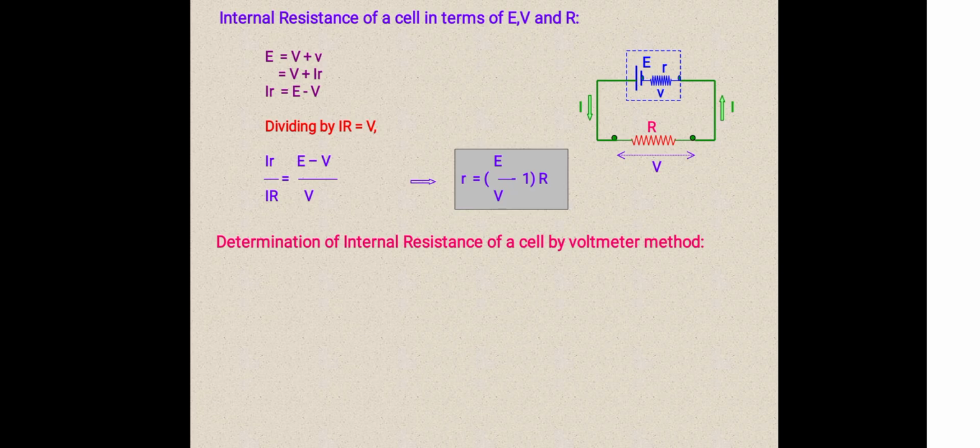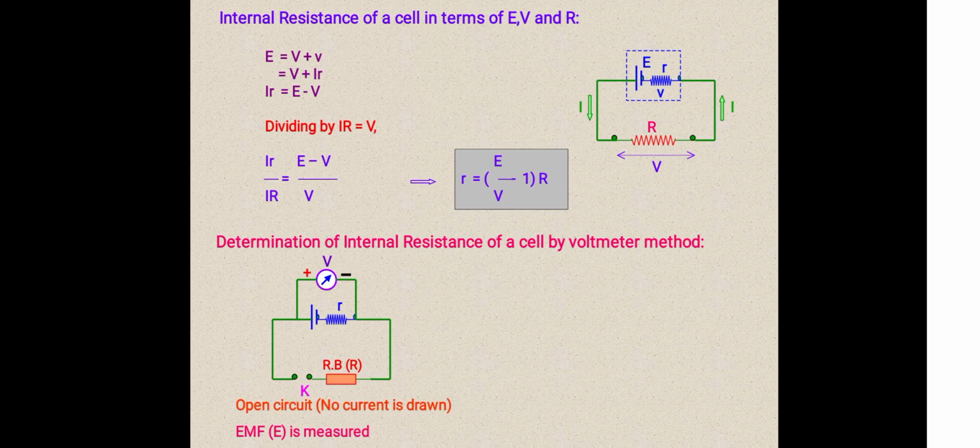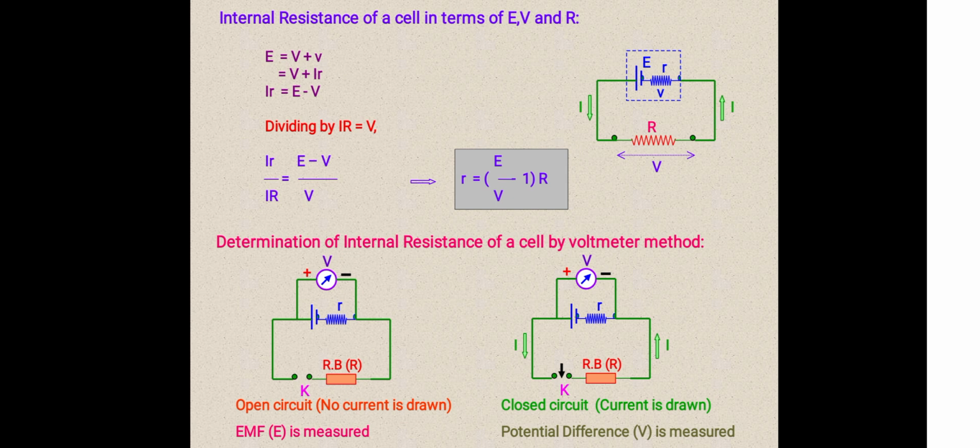So how do we calculate the internal resistance of a cell by using the voltmeter method? Look, this is a circuit diagram. Here is the resistance box RB, here the key is K, and the cell of EMF E is connected in the circuit. To measure the potential difference across the cell we connected a voltmeter V. When the circuit is open, when the key is open, no current flows through the circuit, so the voltmeter reading will be the EMF of the cell. When the key is connected, we get the potential difference V that is measured.